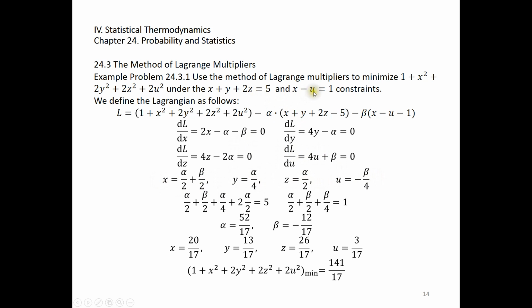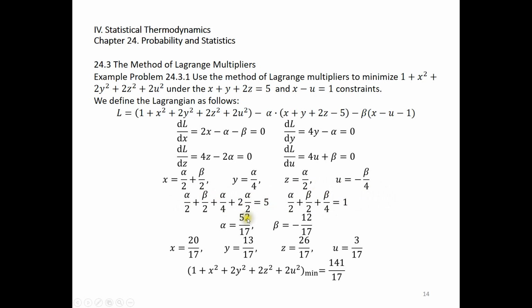And remember, we have two constraints, so we plug in the expressions of x, y, z, and u into these two constraints. This is x, this is y, this is 2 times z equals 5, and x minus u is 1, so this is x minus u, which is plus a quarter of beta, is equal to 1. So look, we have two linear equations that contain only two variables, alpha and beta.